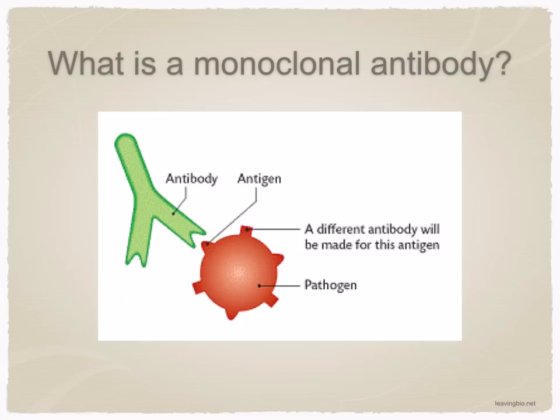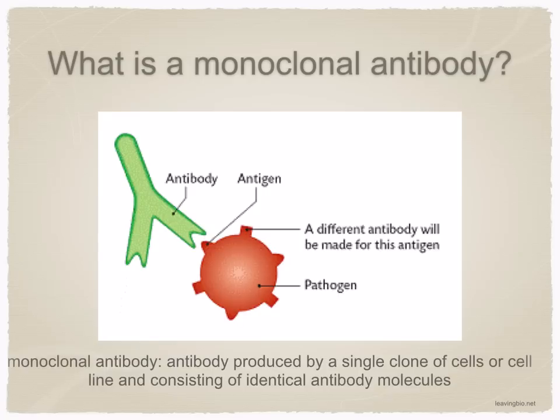These antibodies are known as monoclonal antibodies. So a monoclonal antibody is an antibody produced by a single clone of cells or cell line, and it consists of identical antibody molecules.